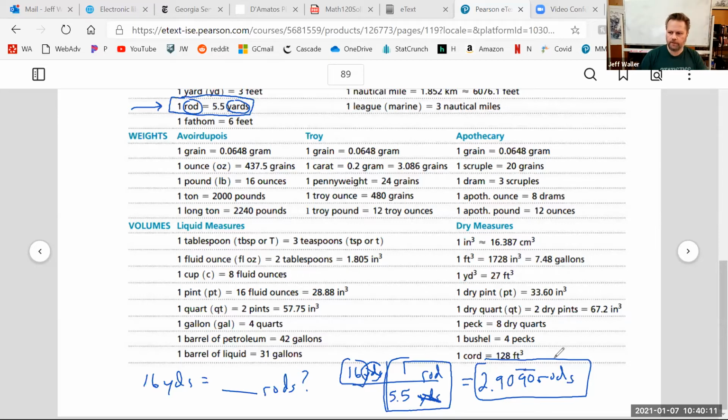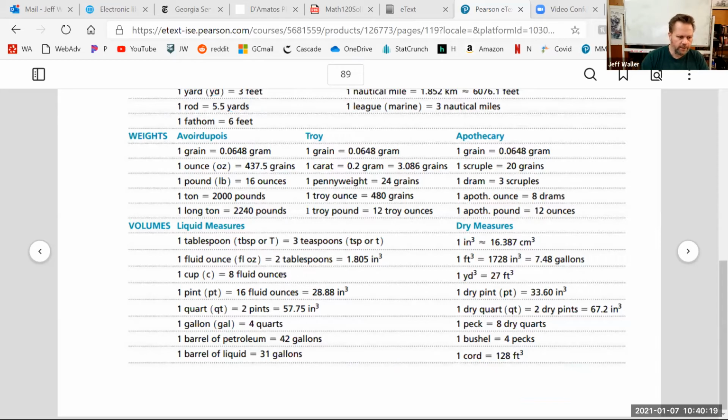Let's try another problem, one that's got more than just one step. I'm going to clear all this away. All right, what if I've got 8.2 cups and I want to make that into cubic inches? I think it should be water we're talking about, but they don't really specify.